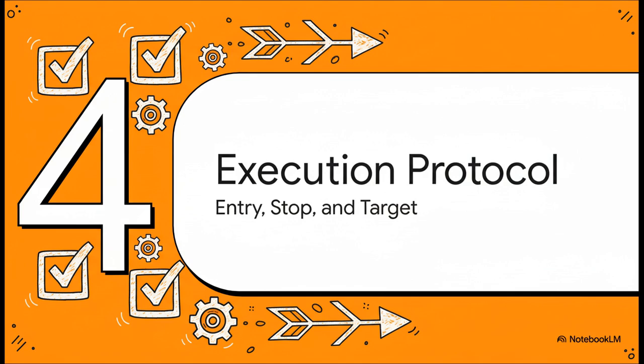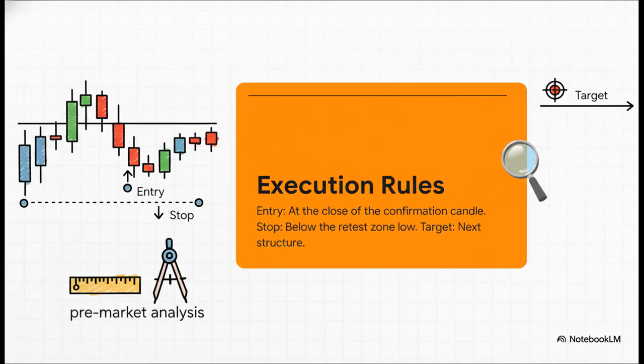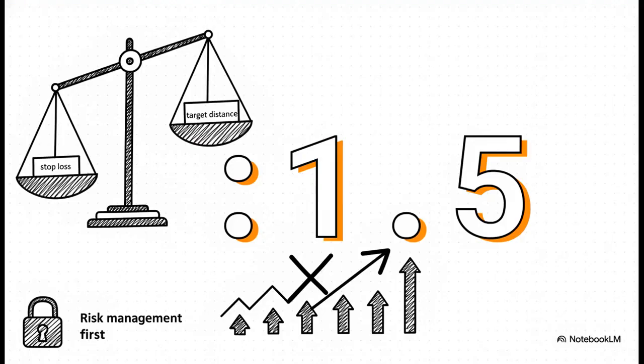And this part is completely mechanical. There's no more thinking, no more guessing. You just follow the rules to the letter. And here are those rules. Super simple. Your entry is as soon as that confirmation candle closes. Your stop loss goes just below the lowest point of the entire retest pattern, giving it some breathing room. That defines your risk. And your target? That's the next logical area of structure, which, by the way, you should have already mapped out in your pre-market analysis.